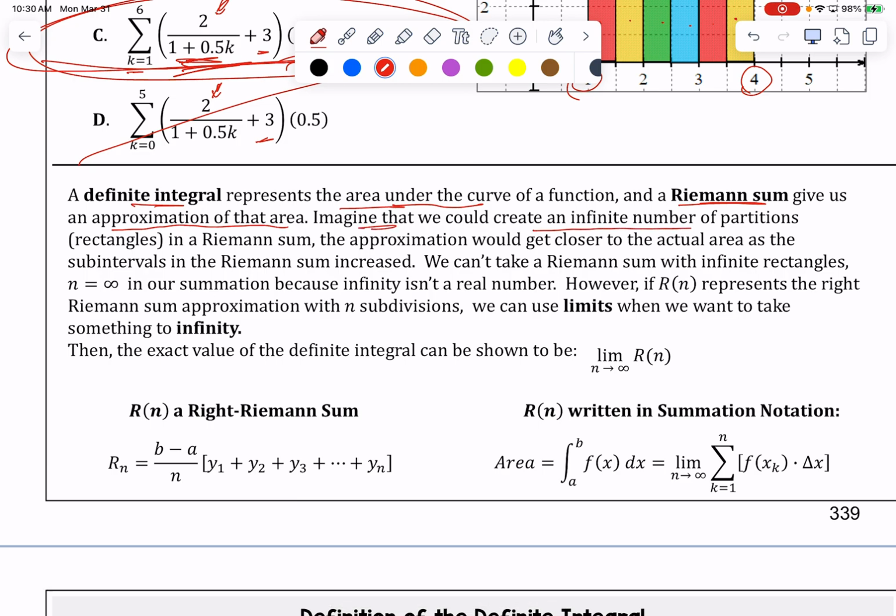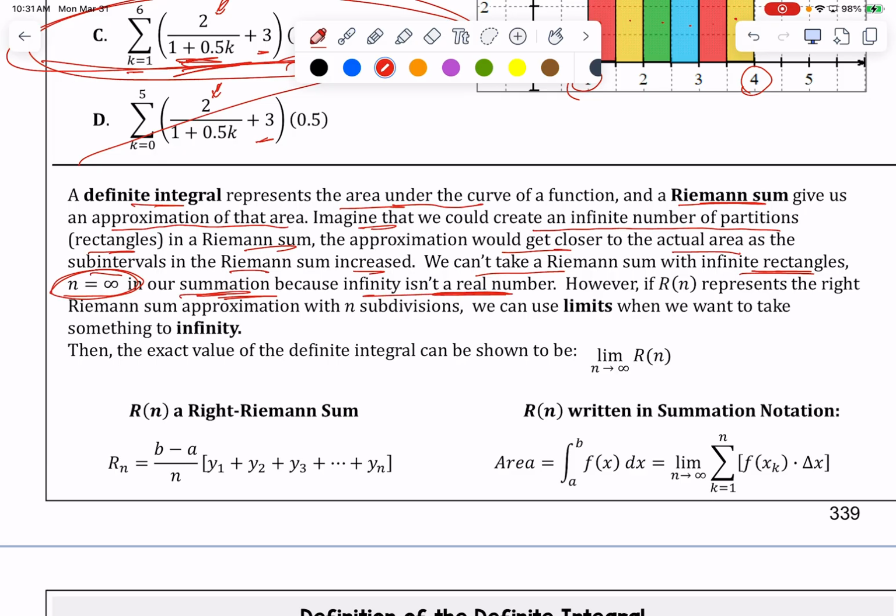Imagine that we could create an infinite number of partition rectangles in the Riemann sum. The approximation would get closer to the actual area as the subintervals of the Riemann sum increased. We actually can't take a Riemann sum with infinite rectangles, but we can take the limit of it, and we can use limit rules that we've learned to find the limit of a function to see what it would be if you could actually let the number of rectangles approach infinity. Okay?